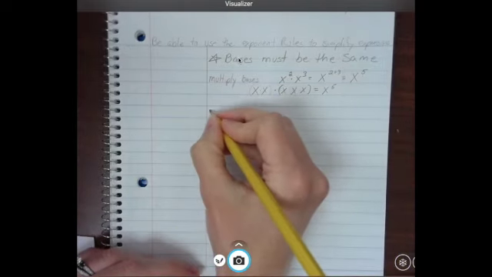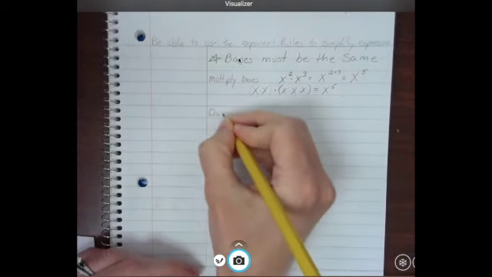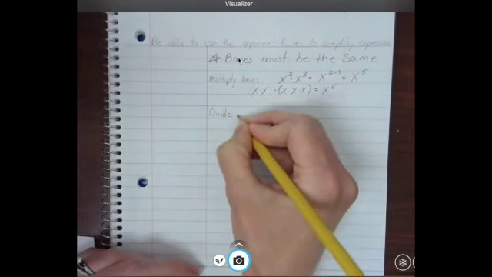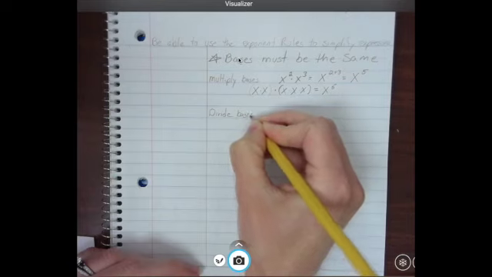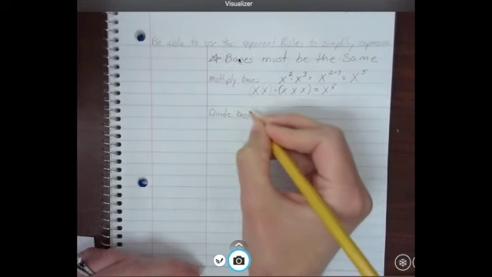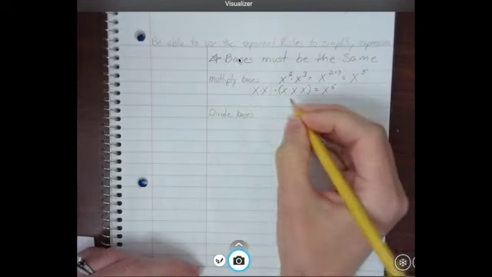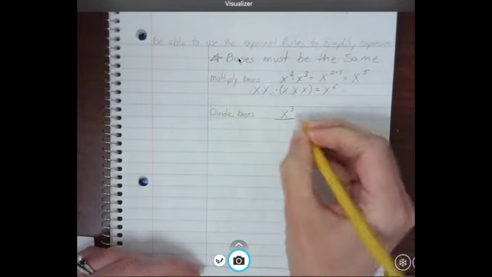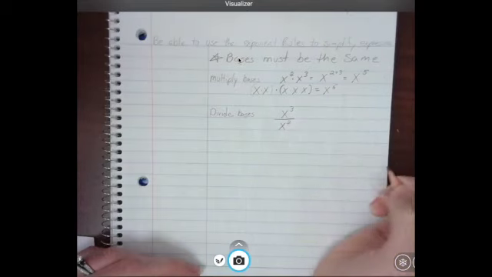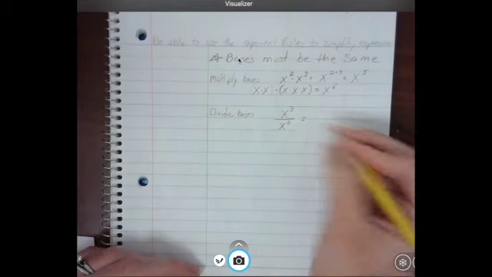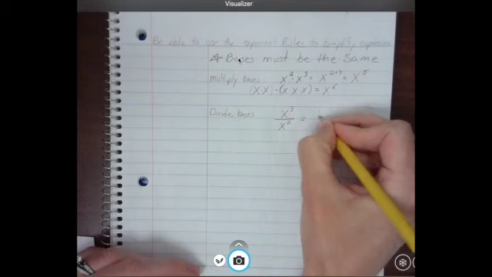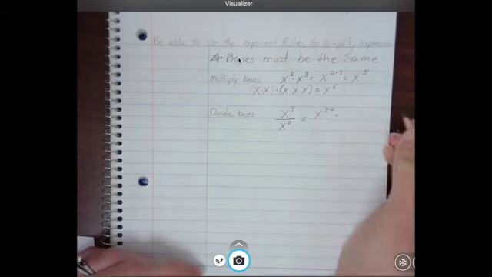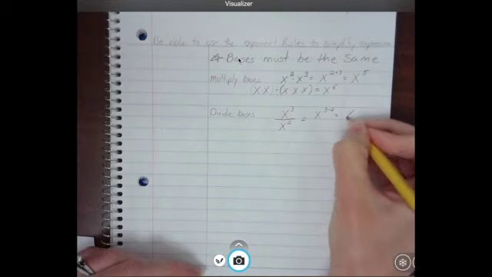The next thing I want to look at is what happens when you divide bases, okay? And I say bases just to emphasize the fact that these bases need to be exactly the same, okay? So let's take x to the 3rd divided by x squared. Your result is going to be x, and you take 3 minus 2, and you're going to get just x to the 1.